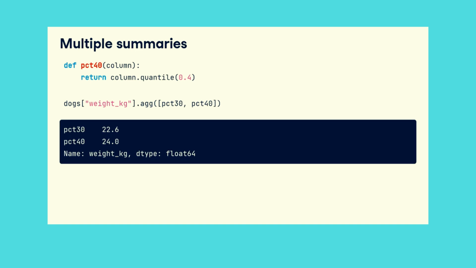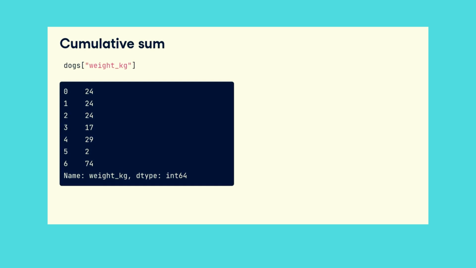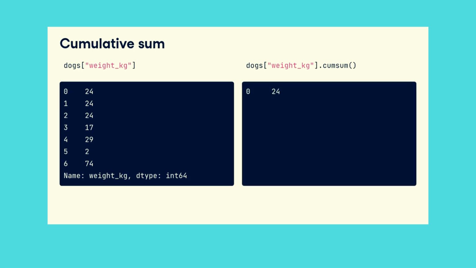Pandas also has methods for computing cumulative statistics, for example, the cumulative sum. Calling .cumsum on a column returns not just one number, but a number for each row of the data frame. The first number returned, or the number in the 0th index, is the first dog's weight. The next number is the sum of the first and second dogs' weights. The third number is the sum of the first, second, and third dogs' weights, and so on. The last number is the sum of all the dogs' weights.